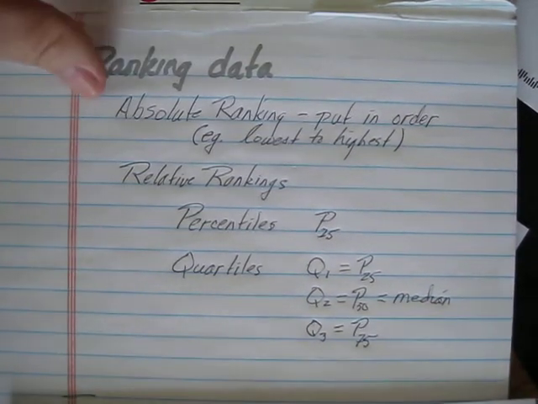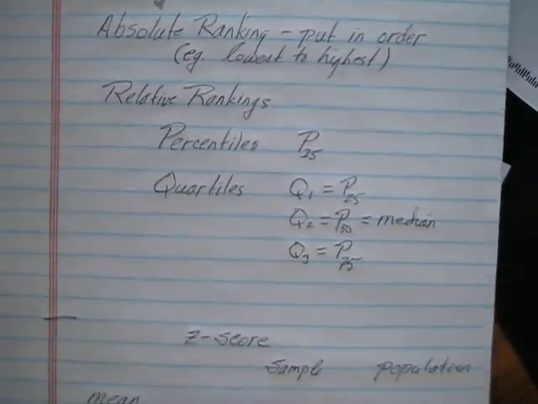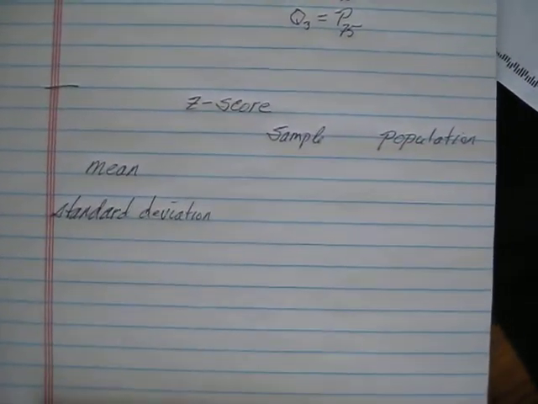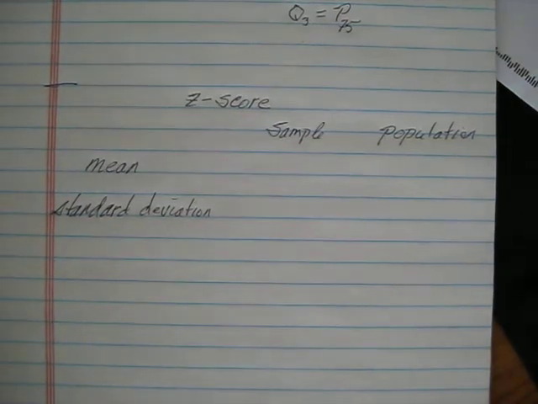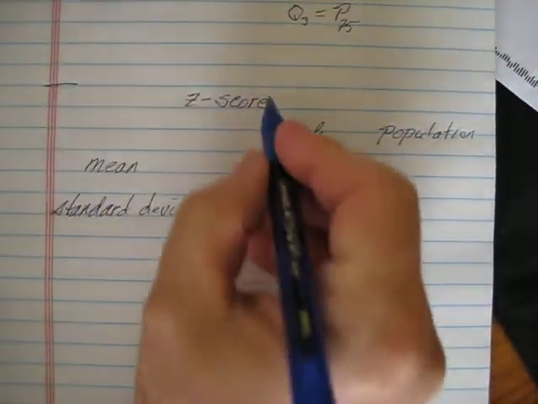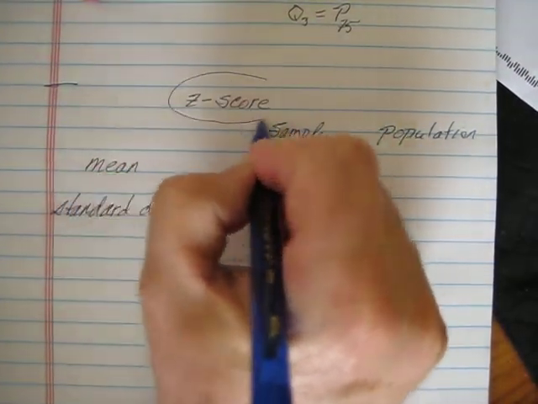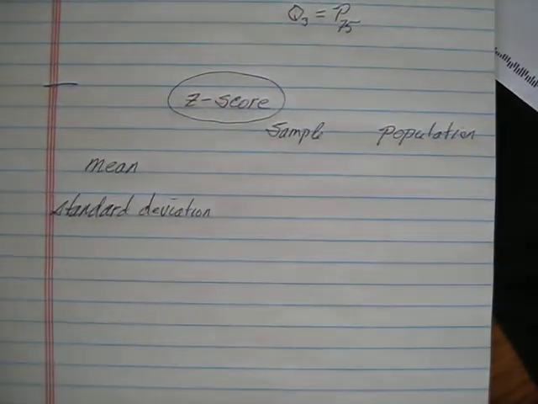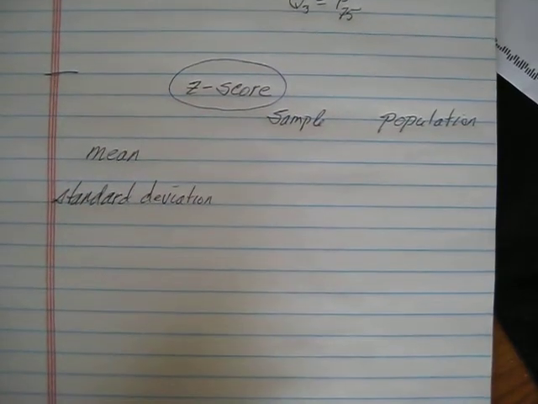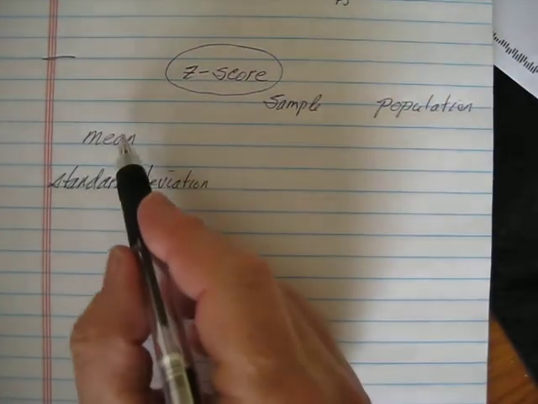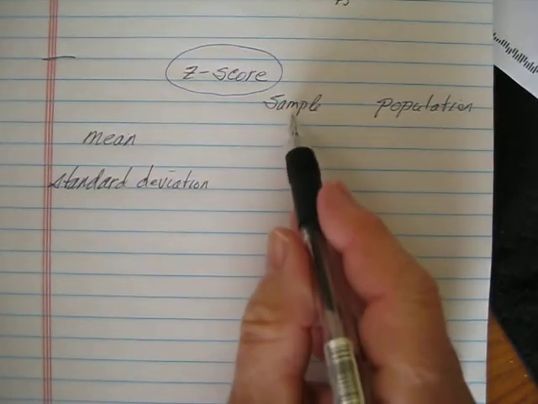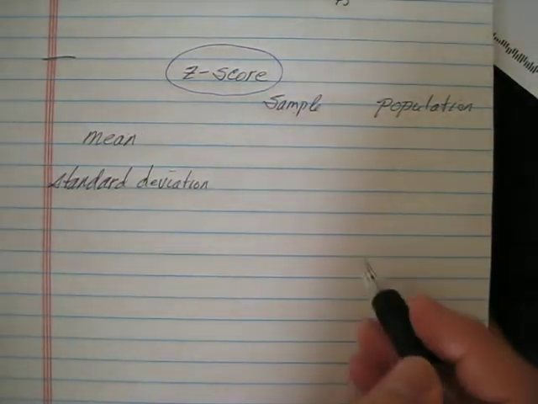Okay, we're going to look at another kind of ranking here. It's called the Z-score. This is the thing that we hope to understand today. With a Z-score, you're able to rank data if you happen to know the mean and the standard deviation of either the sample or the population.